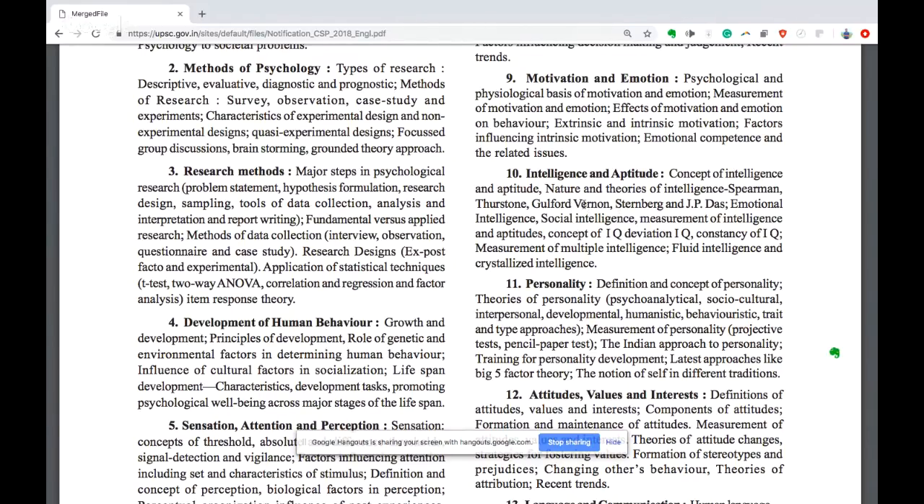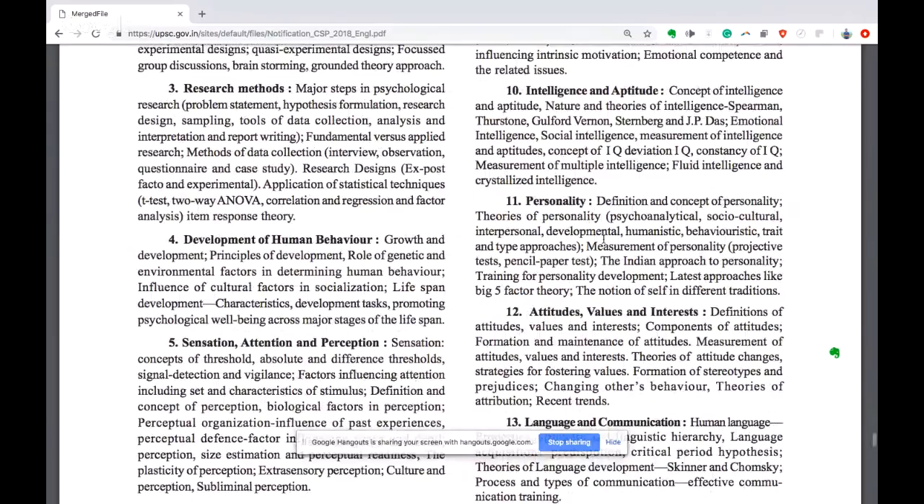Vernon's theory is different from Guilford's theory. Then there's Sternberg, and then there's J.P. Das. So there are many theories here. This chapter is only about theories. Basically, they describe how intelligence can be measured, and how you can describe intelligence. Is someone who is very sharp in studies going to be good in music? Will he be good in creative intelligence? So those things we will study. But all in all, a boring chapter.